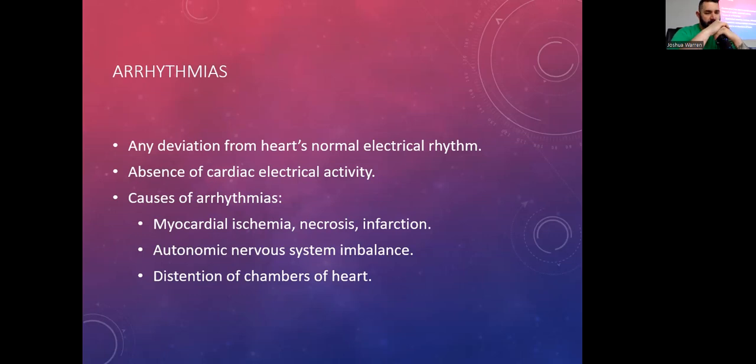For the most part, arrhythmias can occur, and they don't have to always be deadly. They can be transient things that our body goes into and then comes right back out of. But for some people, their bodies get stuck in an arrhythmia state, and it can become deadly to them. So again, myocardial ischemia, necrosis, infarction, autonomic nervous system imbalance, which again can come from what?